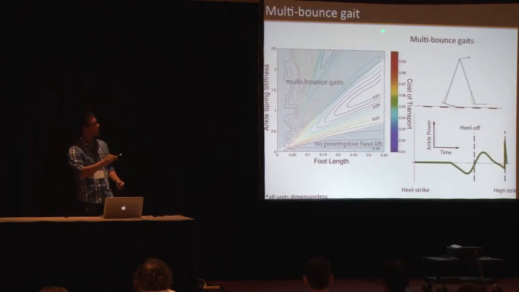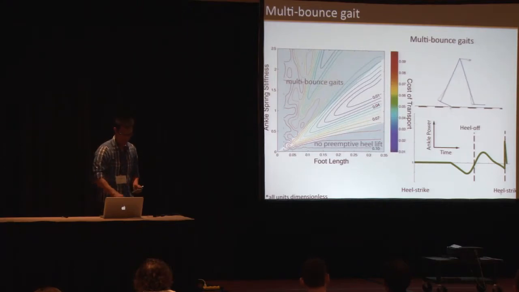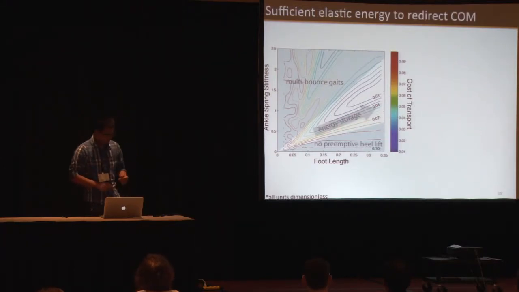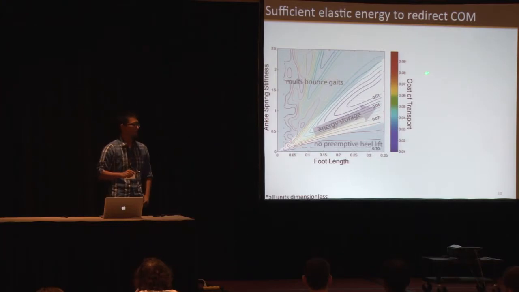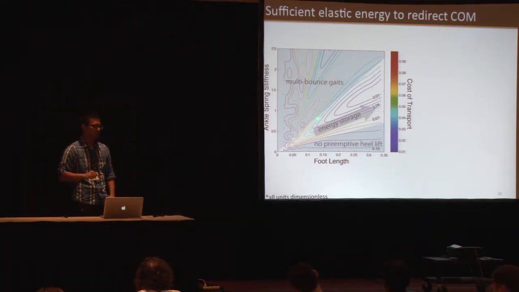Another region is here. We call that the multi-bounce gait. When we have too stiff a spring, the energy returns too early. So before the heel strike, all the energy is returned, and our center of mass falls down again, causing some multi-bounce, and the cost is higher. So to minimize the energy cost, we need sufficient elastic energy to redirect the center of mass, and we also need the energy return at a proper time.